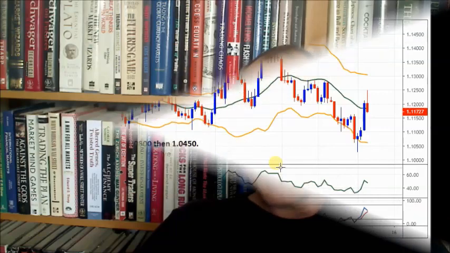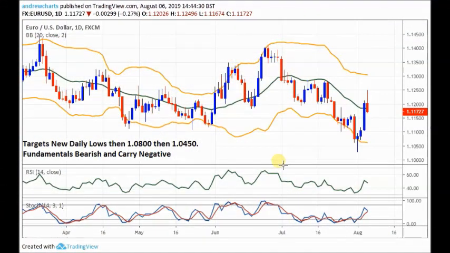The chart we're going to look at first of all is the Euro USD daily chart, and in terms of this pair, we're just so bearish longer term. I'll discuss why in a moment, but in terms of the price action today, it looks great for Euro shorts.